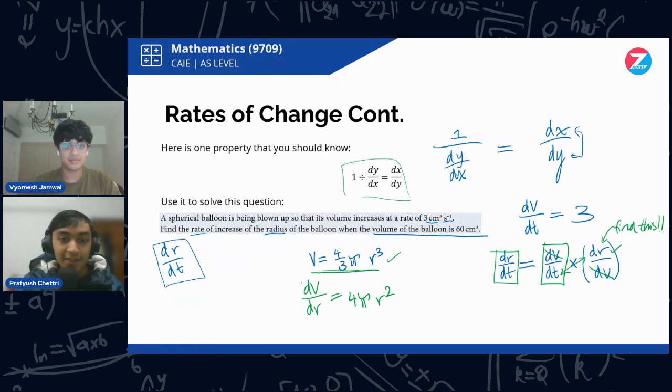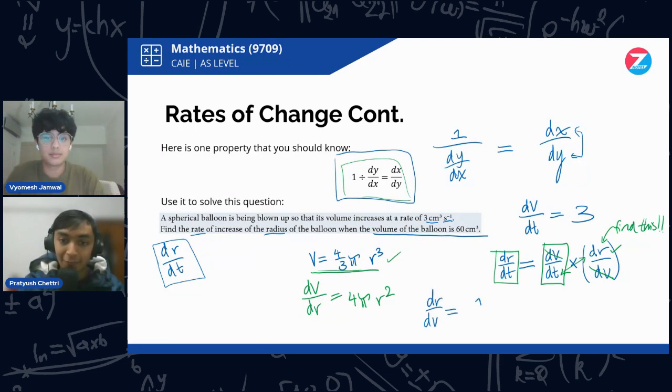Okay, so this is my dv over dr, but I don't want dv over dr, I want dr over dv. How do I change this? Ta-da! You flip it. You can do dr over dv is equal to 1 over 4 pi r squared. And now we have all the pieces to the puzzle. We have dv dt, and we have dr dv. So we can multiply them.